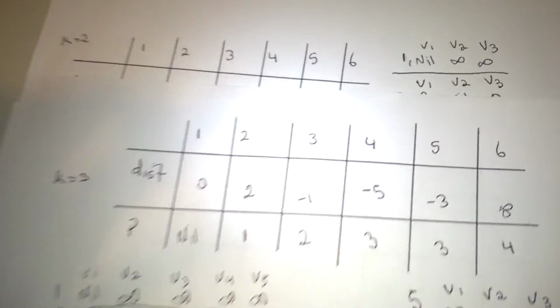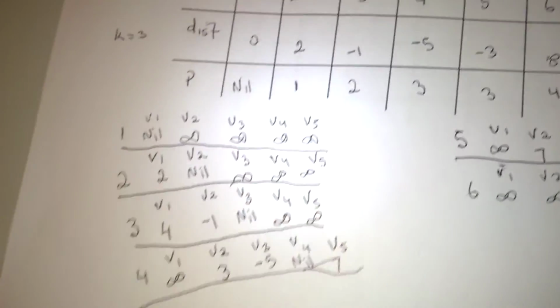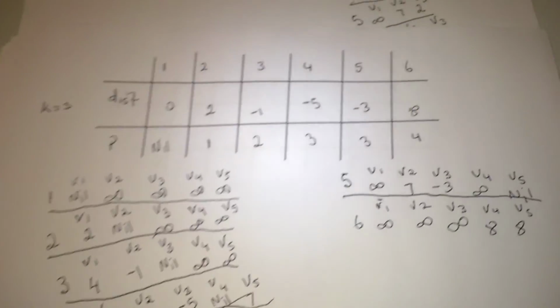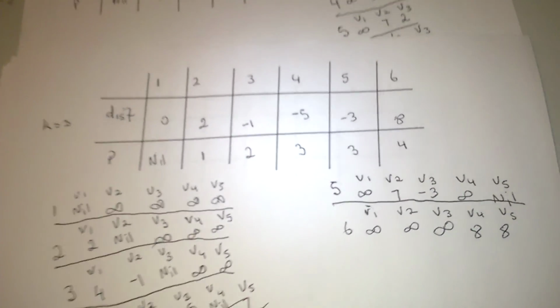Now it's the same exact step for k is equal to 4 and k is equal to 5. I'm going to complete it outside of this video, but I'll make the final video showing the final steps in the Bellman-Ford algorithm.